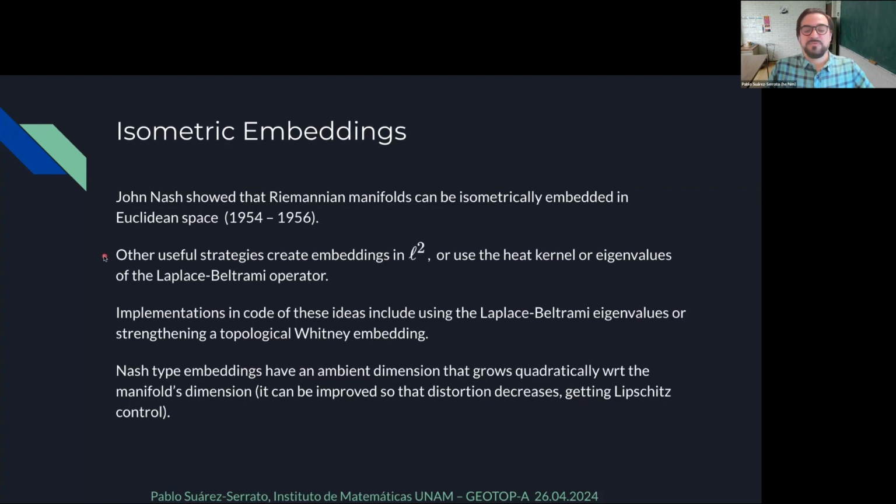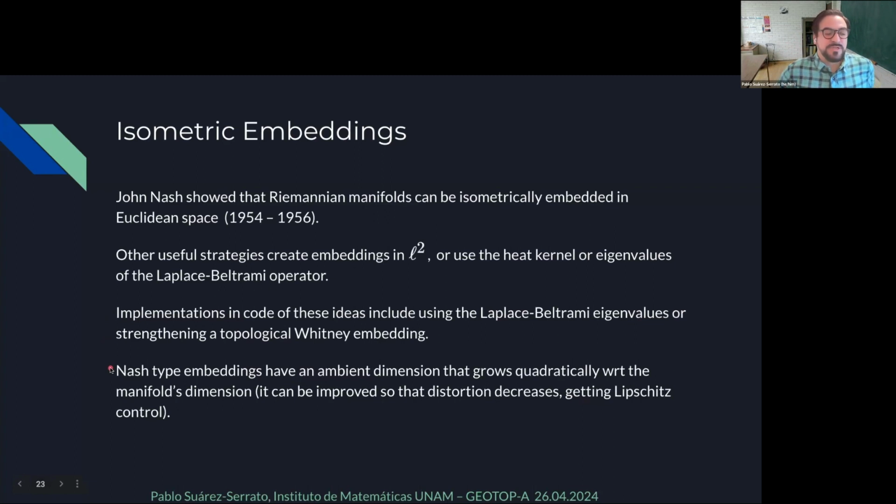Other useful strategies for different kinds of embeddings realize manifolds in L2, for example, or they can use the heat kernel or eigenvalues of the Laplace-Beltrami operator. So these are slightly different techniques. And now we actually have certain implementations of code for these ideas that use the Laplace-Beltrami eigenvalues, or that can strengthen topological Whitney embeddings. So there's this kind of play between what we conceive theoretically and what we can realize in practice using code. And by now, there have been very many advances in this direction.